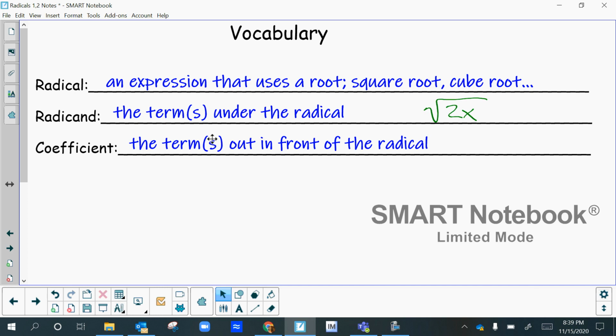And then the coefficient, you're familiar with that from algebra. It's the term or terms out in front of the radical. So if we had, say, 4 radical 2x, the coefficient is 4 and the radicand is 2x. So that would be the coefficient, and over here underneath the radical is the radicand. If you hear us use those terms, you've got to know what we're talking about.